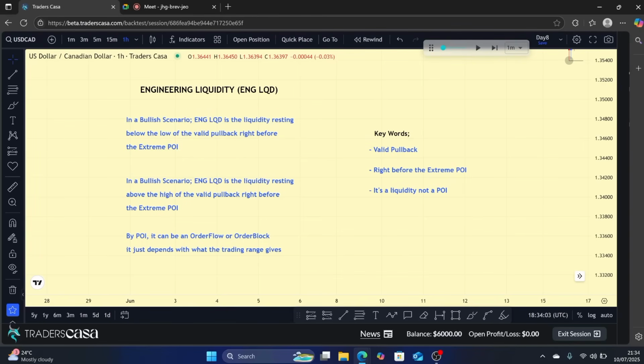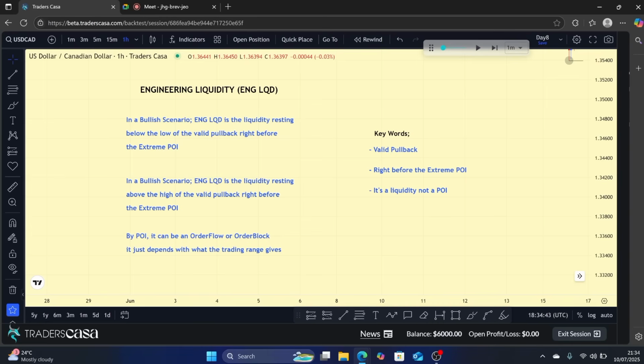In our previous session, we were talking about POIs, that is order flows and order blocks. In this session, we will be looking at engineering liquidity. Without the previous sessions about order flows, knowing how to map inducement, how to do the market structure, the impulsive move and the corrective move, and how to identify valid pullbacks, it will be very hard for you to identify engineering liquidity.